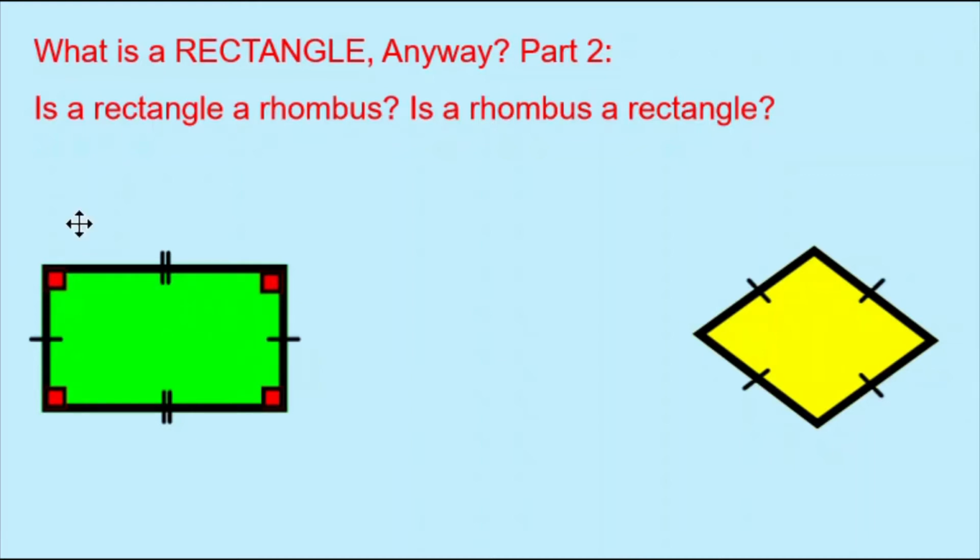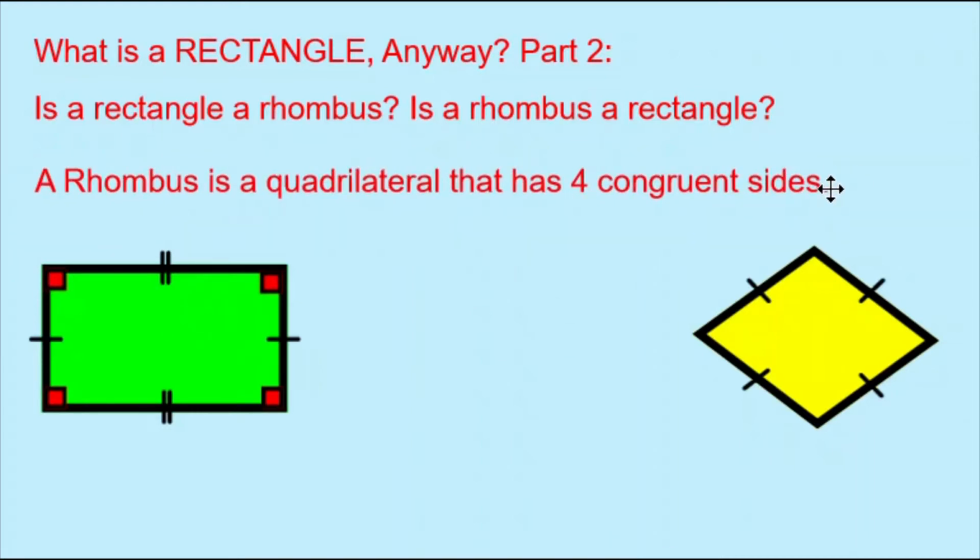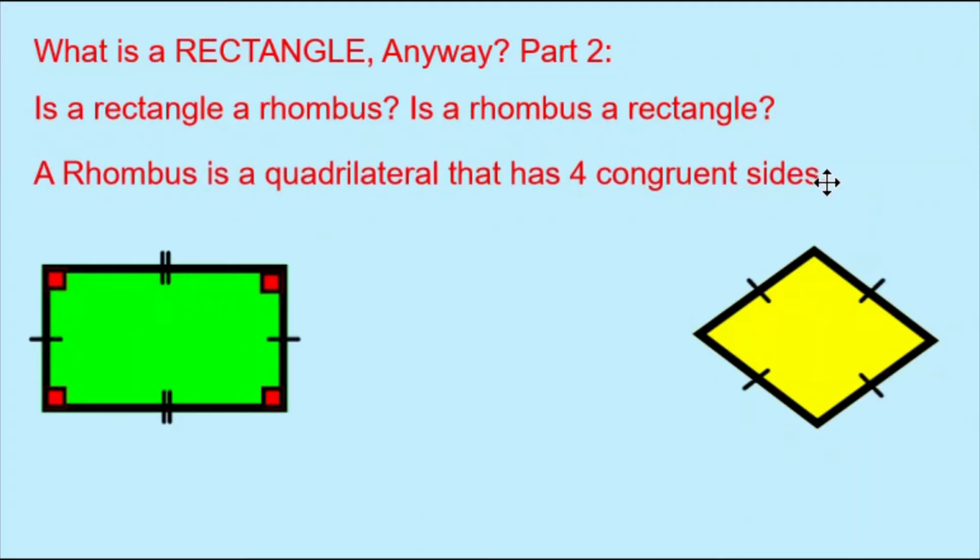Let's look at the definitions for both shapes. A rhombus is a quadrilateral that has four congruent sides. Yes, our yellow rhombus is following this rule, but our green rectangle is not. But can it? Is it possible for a rectangle to have four congruent sides? The answer is yes, because a square has four congruent sides, and a square is also a rectangle. This rectangle is not also a rhombus, but it is possible for a rectangle to also be a rhombus.